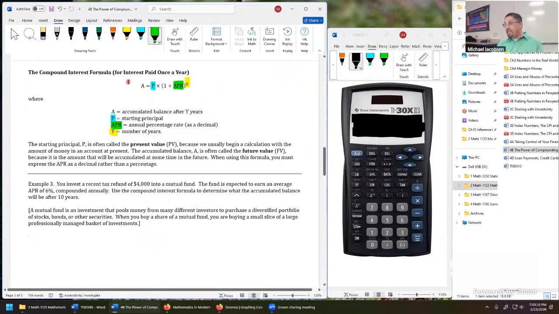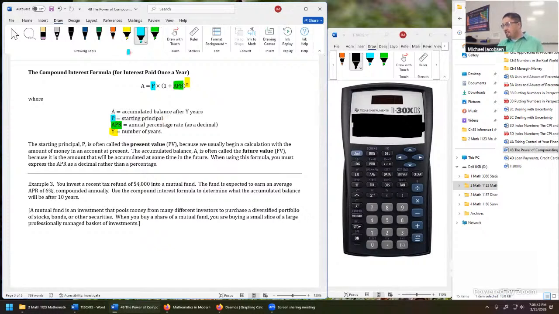So just getting started thinking about how this formula comes together, notice there are really 3 variables and one thing that we're going to compute. 4 variables total, but A is the value we're going to get when we essentially hit enter on the calculator. So example 3 says, you invest a recent tax refund of $4,000 into a mutual fund. That's a pretty big tax refund, but let's imagine you've got a $4,000 refund. Well, because that's being invested, that's going to be the starting principal in this problem.